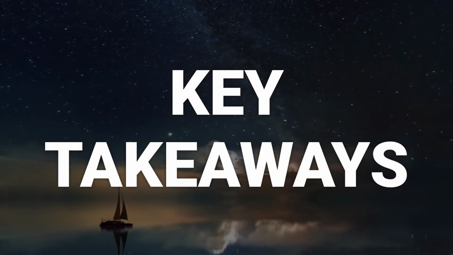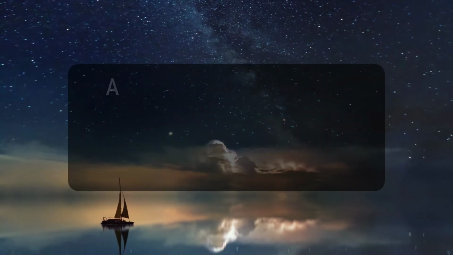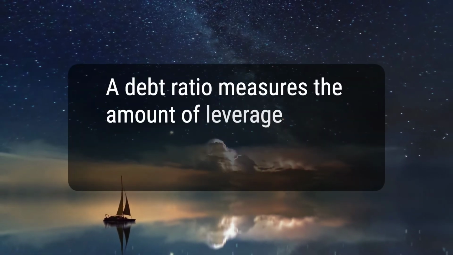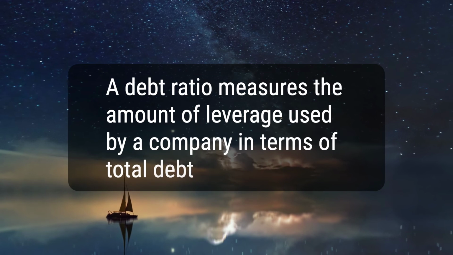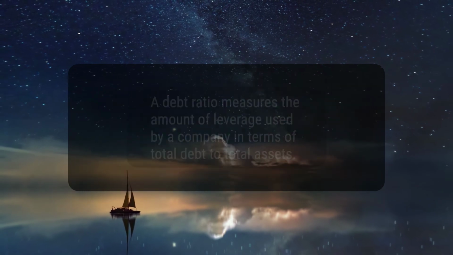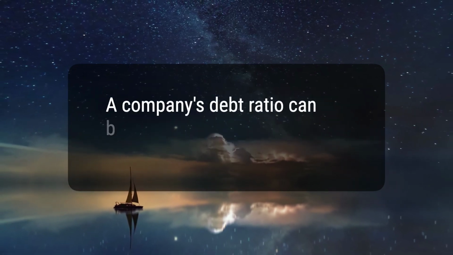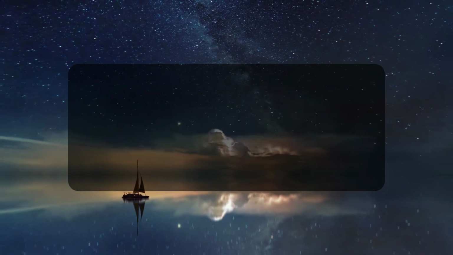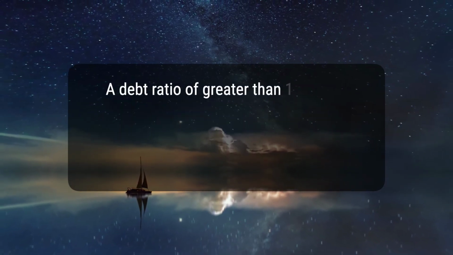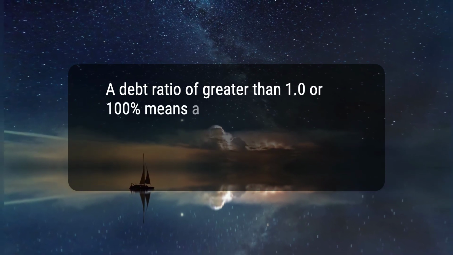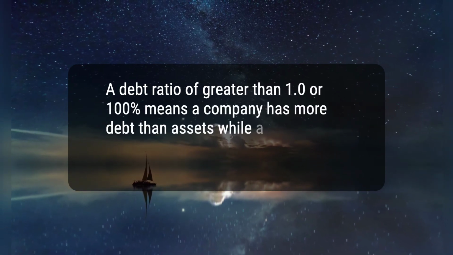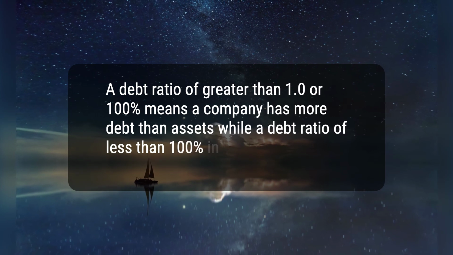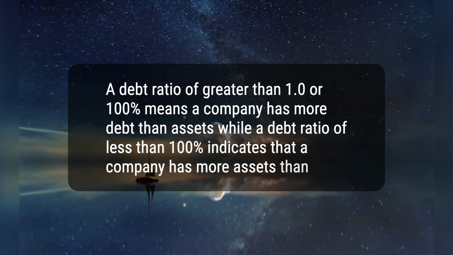Here are 3 key takeaways. 1. A debt ratio measures the amount of leverage used by a company in terms of total debt to total assets. 2. A company's debt ratio can be calculated by dividing total debt by total assets. 3. A debt ratio of greater than 1.0 or 100% means a company has more debt than assets, while a debt ratio of less than 100% indicates that a company has more assets than debt.